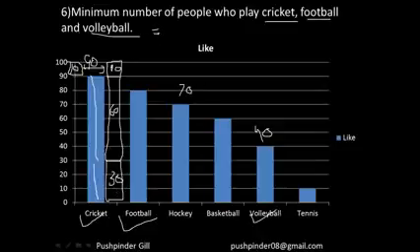So the minimum number of people who play cricket, football and volleyball is 0, right? I can reduce it to 0. The maximum would be different, but the minimum is definitely 0. So I hope you're understanding my point of what I'm trying to establish here. This approach will really help you to understand these kinds of questions.